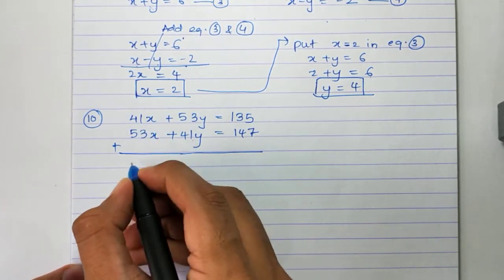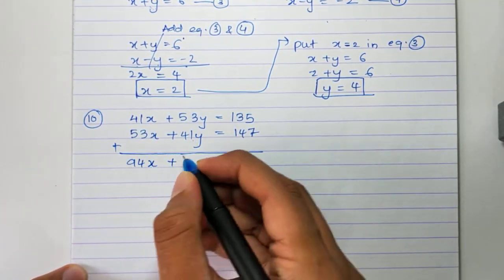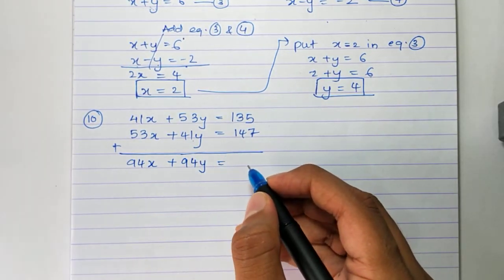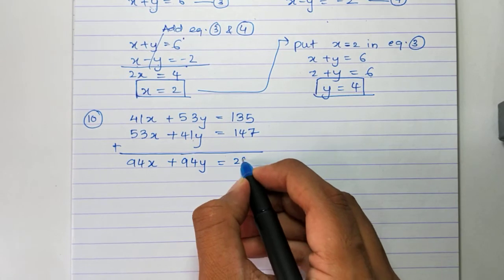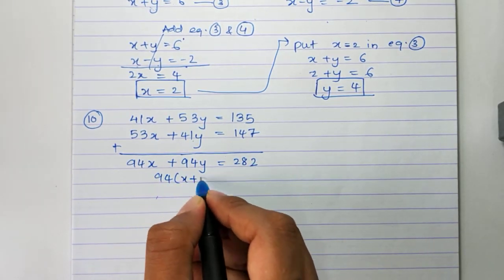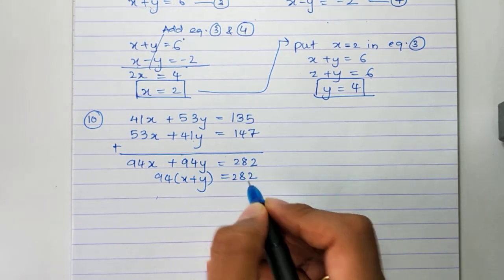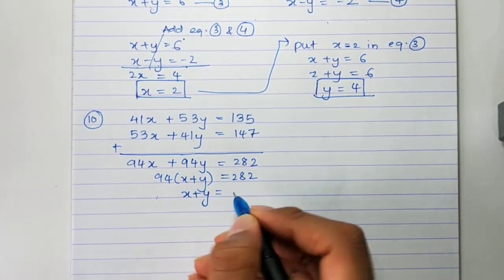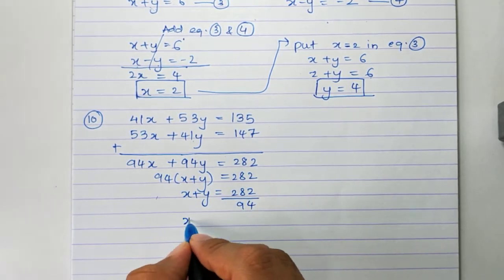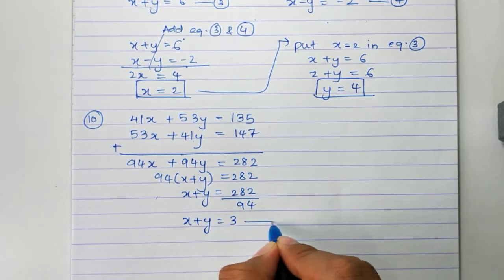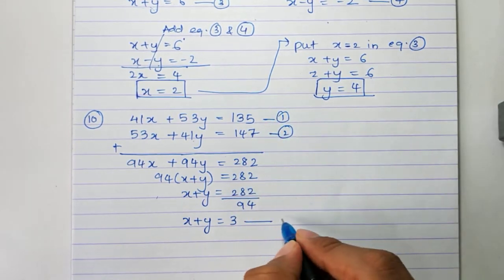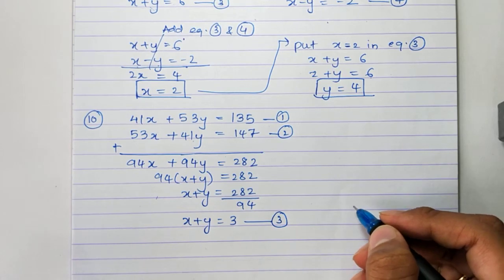So 41 plus 53 will give me 94x, 53 plus 41 will give me 94y, and 135 plus 147 will give me 282. Okay, take 94 common here. So x plus y equals 282 upon 94. That is, x plus y is 3. Okay, if they are equations 1 and 2, let's name this equation 3.